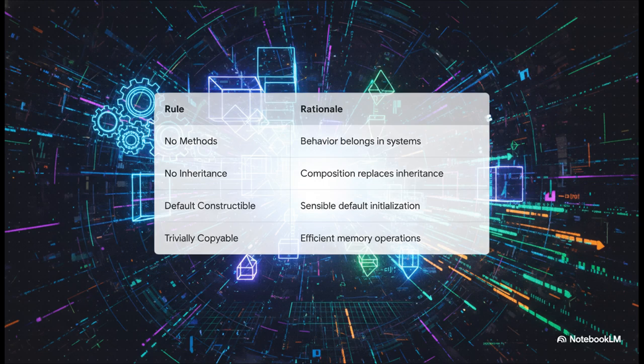Rule 2, no inheritance. This helps us avoid those complex, rigid class hierarchies and instead lets us be way more flexible with composition. Rule 3, they have to be default constructible. This just means they can pop into existence with sensible default values automatically. And number 4, trivially copyable. Now this is the most technical, but it's absolutely crucial. It means the data is just a dumb block of bytes. The engine doesn't need any complex logic to copy or remove it. It can just blast that data around in memory at maximum efficiency.